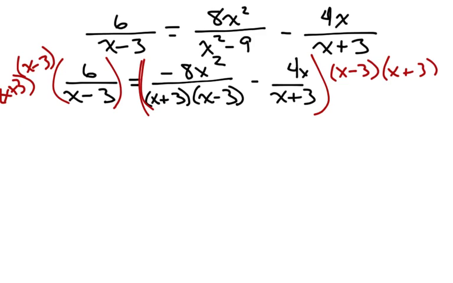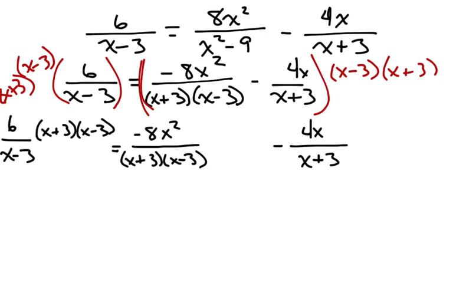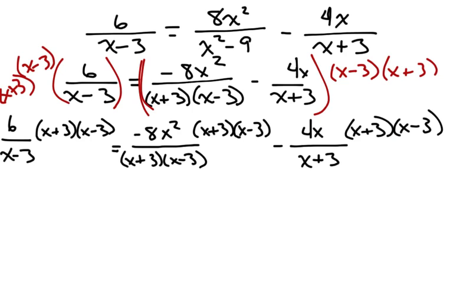So first, take this 6 over x minus 3 and multiply it by x plus 3, x minus 3. Then on the right side, take each of these fractions and multiply them by x plus 3, x minus 3. Then go through and cancel. So x minus 3's will cancel. Over here, x plus 3's and x minus 3's. And then the last one, just the x plus 3's. Now we've gotten rid of all the fractions, so let's multiply out and see what we got.